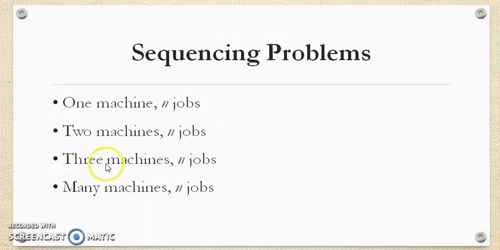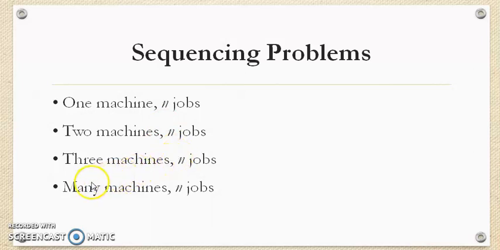The next case is three machines and n jobs. Let there be the machines M1, M2 and M3, three machines and n jobs. In this system, n jobs are to be processed on the machines in the order M1, M2 and M3. And the last case is many machines and n jobs. Here a finite number of machines are there and n jobs are there for sequencing. So these are the special cases involved in sequencing problems.